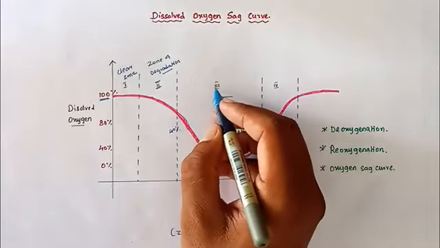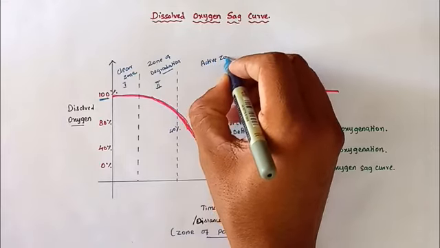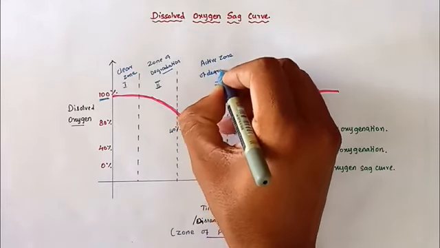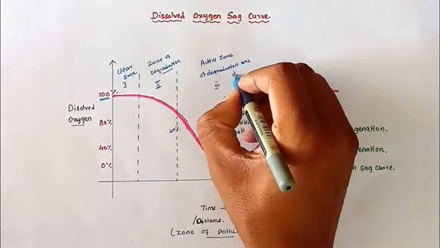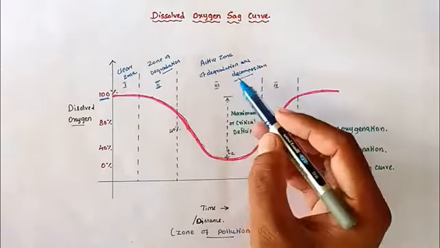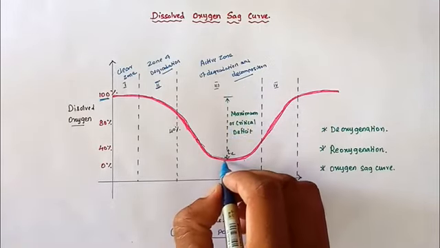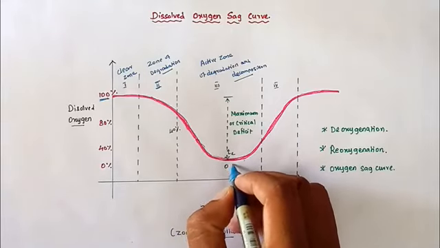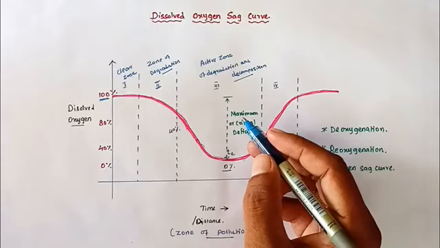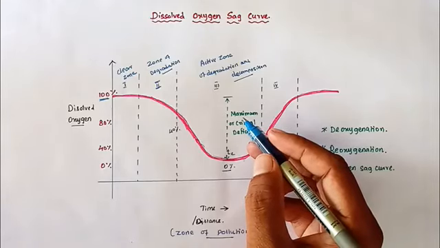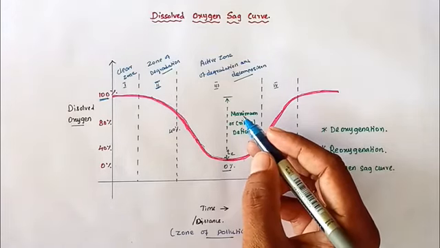After that, zone 3, the active zone of degradation and decomposition. In that zone the decomposition will occur actively. So the dissolved oxygen level goes down to 0% and the BOD is maximum. The biological oxygen demand is the oxygen required to decompose the materials, and it is called BOD. So the biological oxygen demand is 100%.